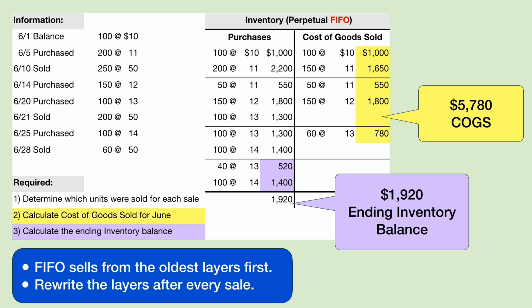The ending inventory is the sum of those two purple numbers, 520 and 1,400. The cost of goods sold is the sum of all of those yellow numbers.